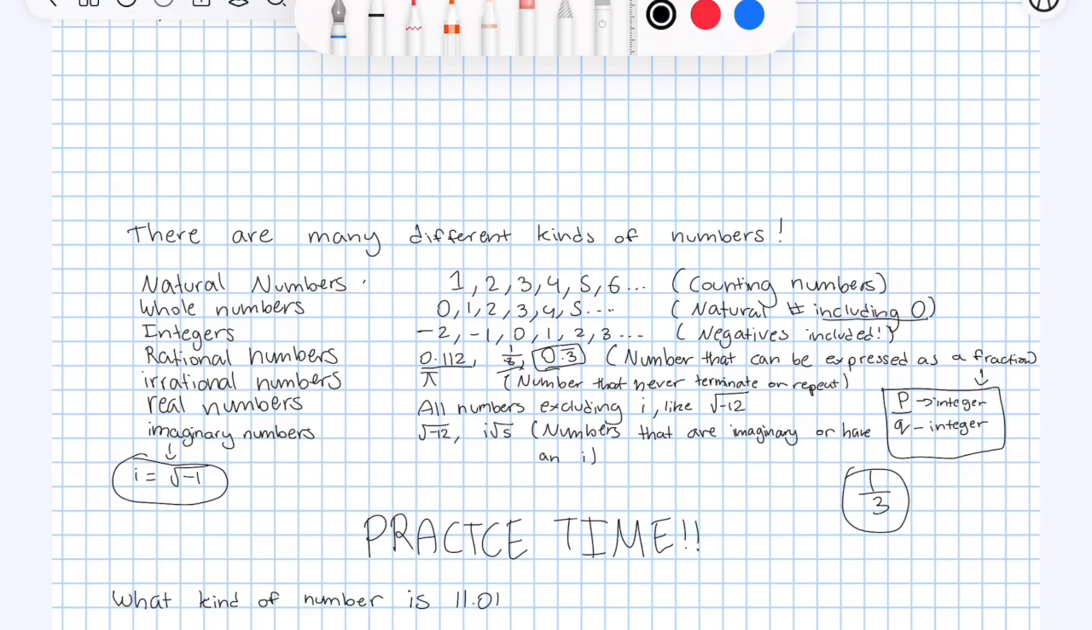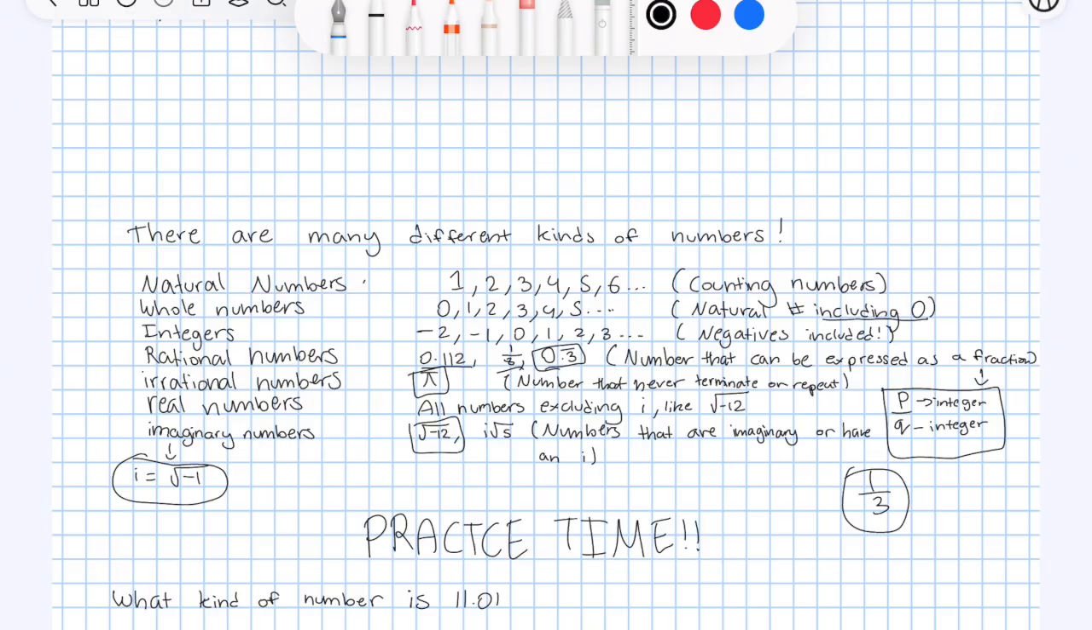Then there are also irrational numbers. A very common example of this is pi. Irrational numbers can be defined as numbers that never terminate or repeat. Then there are real numbers. Real numbers are all numbers excluding imaginary numbers. And imaginary numbers are like the square root of -12, root 5, etc.